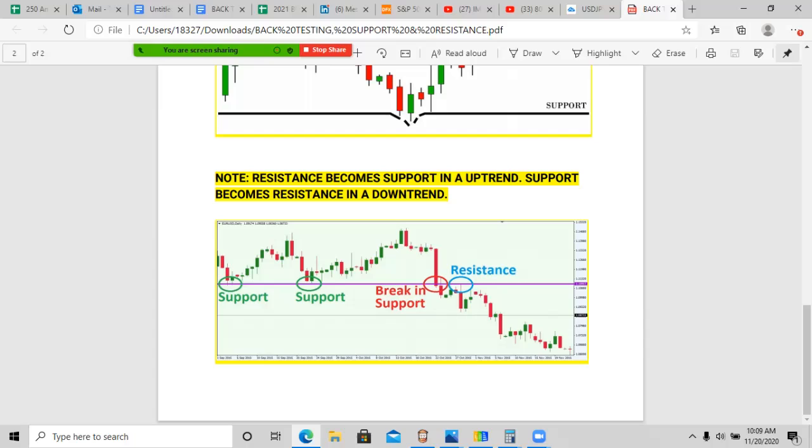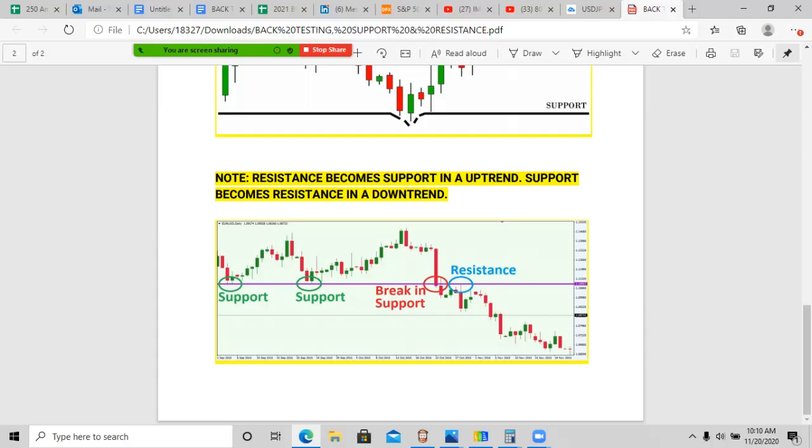So now this is your resistance. Remember, look at it. It was support, support. It hit support, but it broke through support. Now it came back up to test the previous support. Now this line becomes your resistance because we're in the downtrend. Now it goes down from here. So that is the basis of support and resistance.